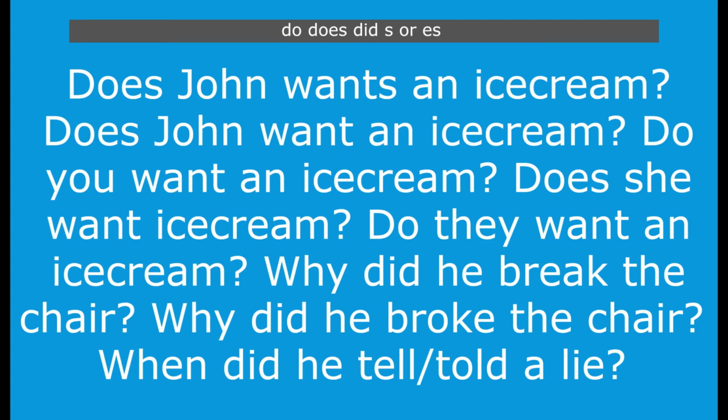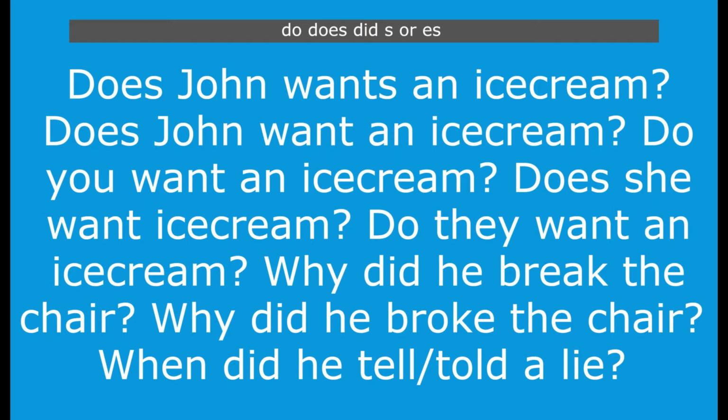Who wants an ice cream? John wants an ice cream. Does John want an ice cream? When we use does, we don't use s with wants. Does John want an ice cream?